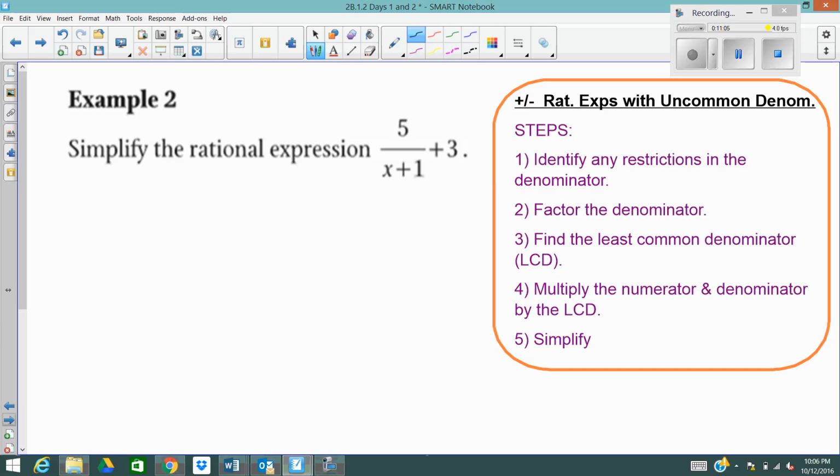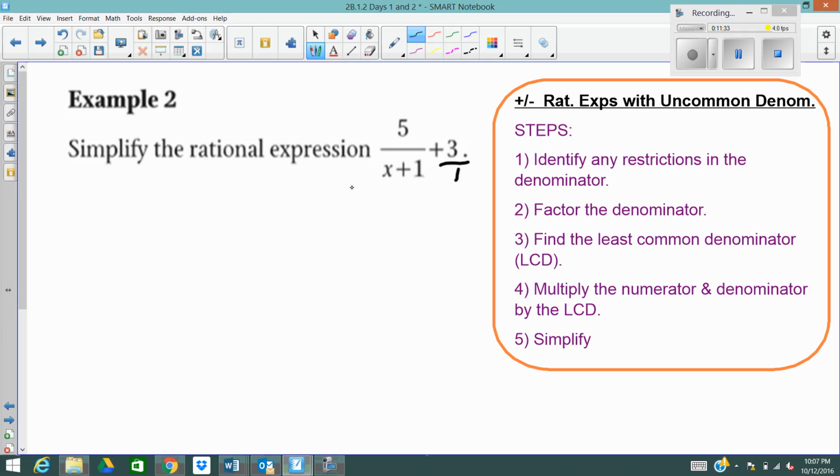Let's take a look at example 2. You may need to do some work on scratch paper. I don't know how much room the book gives you, but I know it does not always give you enough. So first things first, if you do not see a fraction, make a fraction. It makes it a lot easier. So that 3, I'm going to write over 1 so I can easily see my denominator of that fraction's x plus 1, and my denominator of that fraction's just 1.